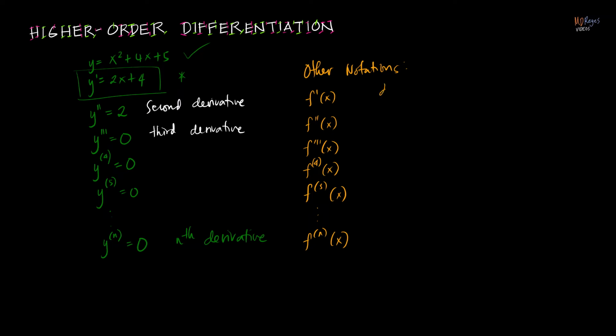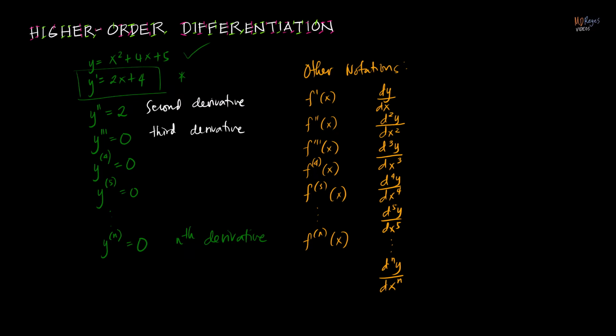If we are using dy over dx, for the second derivative, it's like this: d squared y over dx squared. It's just read as the second derivative of y with respect to x. This is the third derivative of y with respect to x. The fourth derivative of y with respect to x. The fifth derivative of y with respect to x. And so on and so forth until the nth derivative of y with respect to x. That goes for any positive integer n.